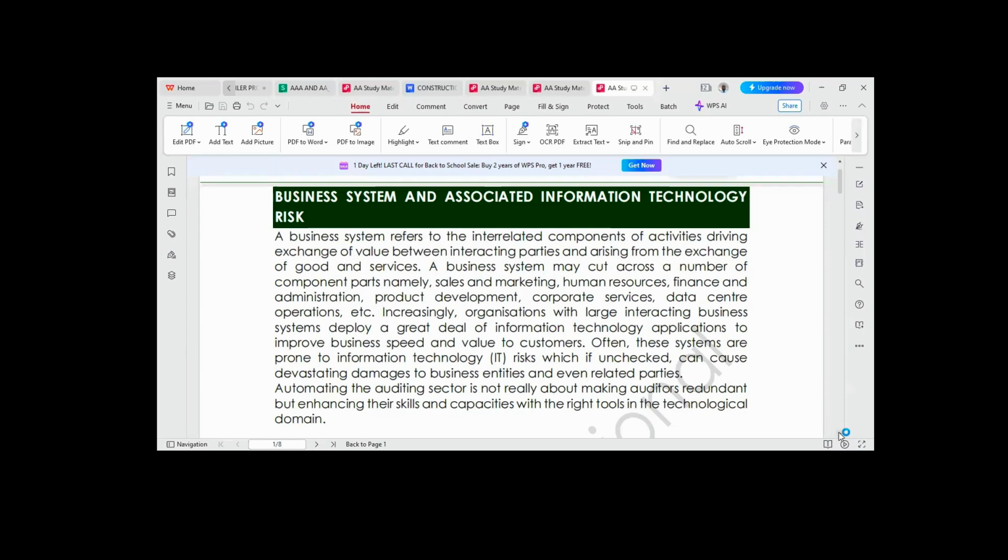So all of this I'm telling you are ideas that relate to what? IT risk. Okay, so that is the introduction of this chapter. So let's continue.